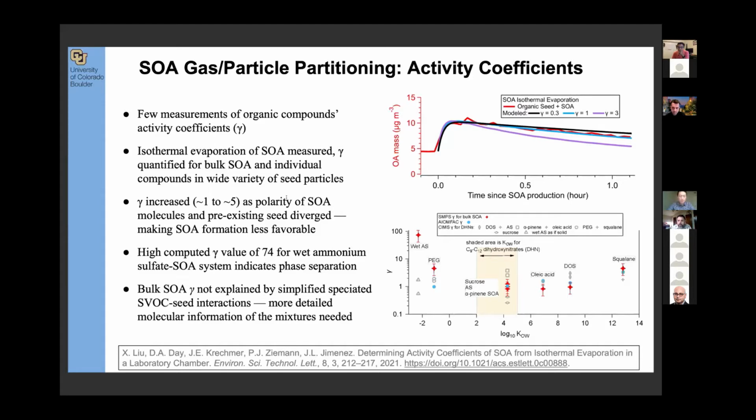And the upper right-hand plot shows a typical evaporation profile. And then using a model to track the gas, particle, and chamber wall interactions, we can fit an effective C-star for the bulk SOA, and thus a gamma. And then the bottom right plot shows a summary of the different systems we investigated, overall showing a gamma of around 1 when the polarity of the seed and the SOA is similar, and then increasing to around 5 when the polarity diverges in either direction.